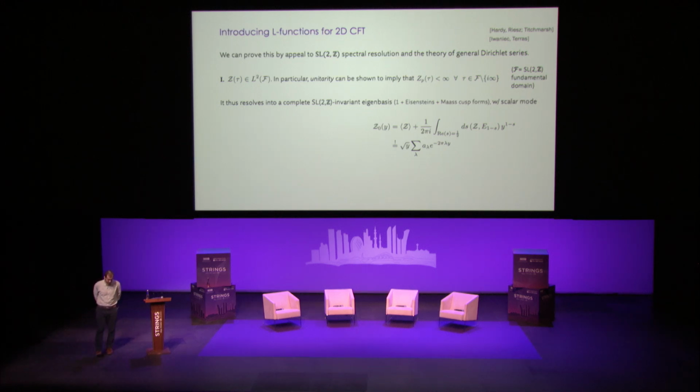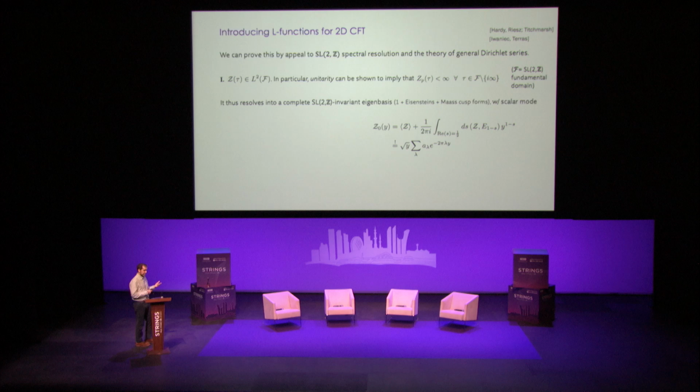Well, first of all, unitarity can be shown to imply that the only possible divergence of a primary partition function is at the cusp at infinity. So if I get rid of that divergence, then the remaining thing is going to be square integrable if I subtract enough terms off, right? And so I've constructed this thing to do just that.